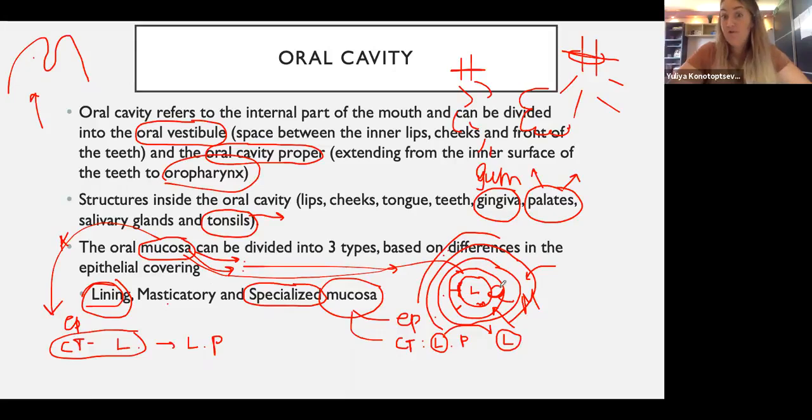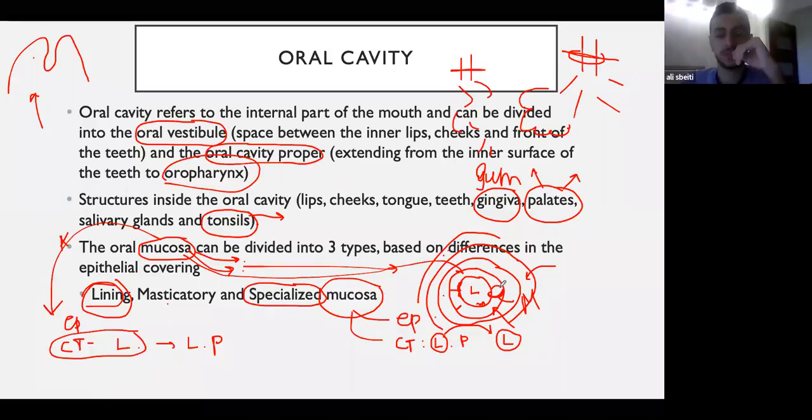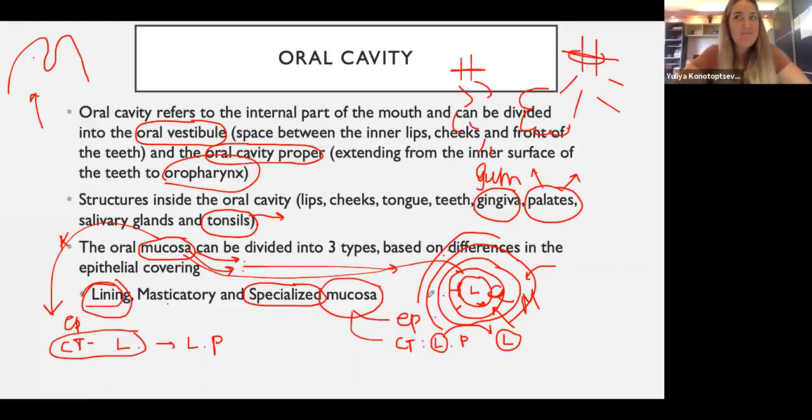Cheeks. Very good. Cheeks, the inner part of our cheeks. If you touch it with your tongue, it's very smooth. So definitely this is lining mucosa. Anywhere else? Gingiva, maybe. What is gingiva participating in? Not directly, but it is participating in this process.